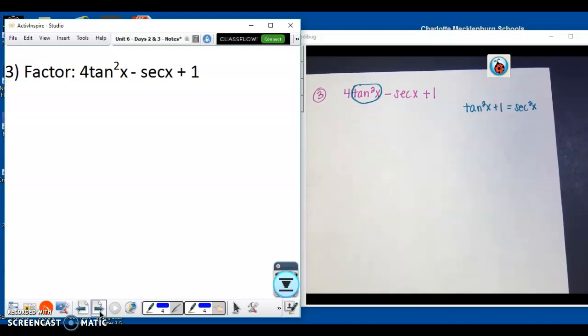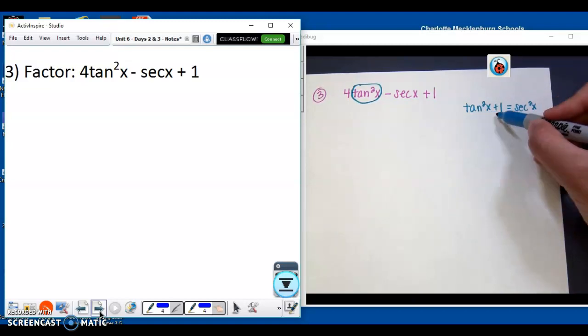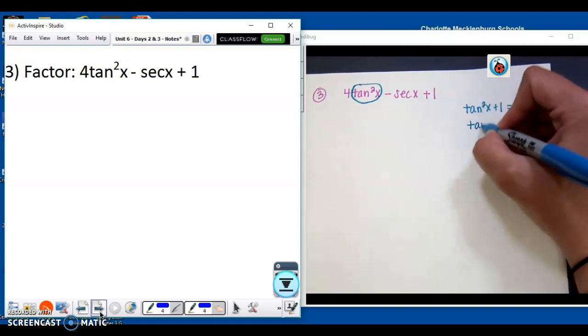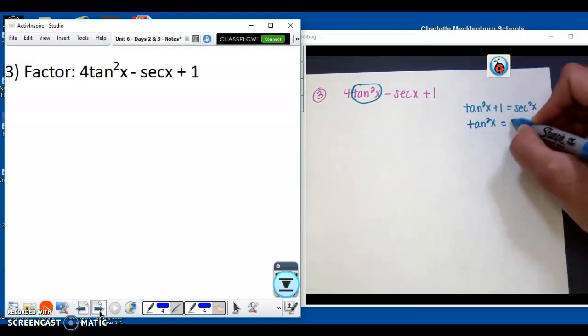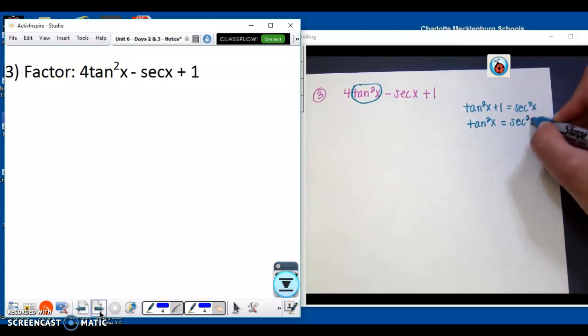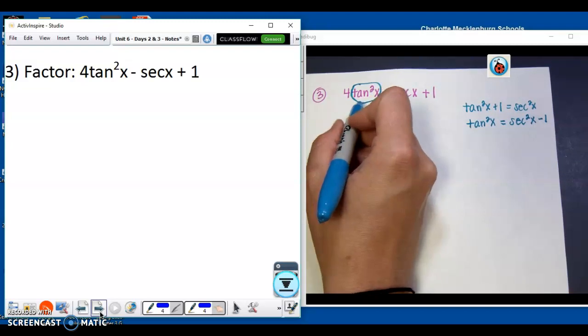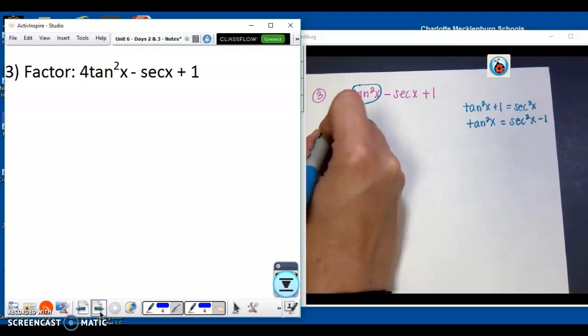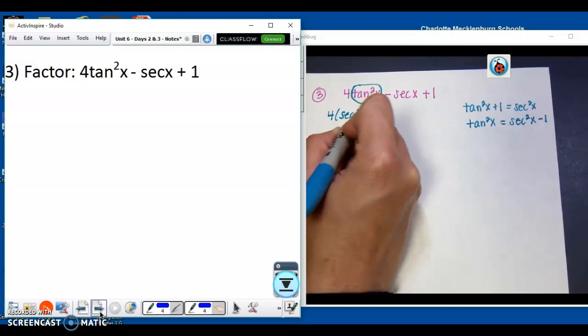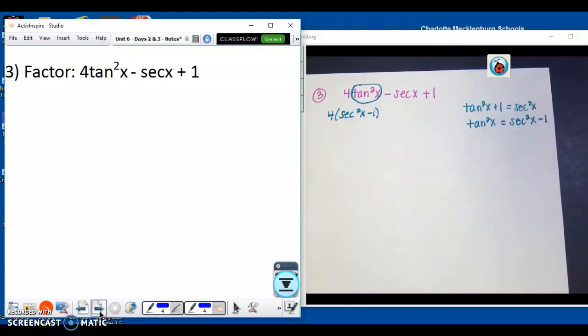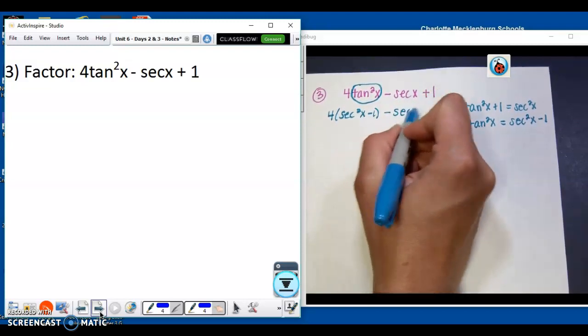secant squared x. That's one of your Pythagorean identities that you would have to memorize. Remember that. So I want to just solve it for tangent squared x. So I'm going to move this 1 over. So tangent squared x is secant squared x minus 1. So I'm going to replace this tangent squared x with secant squared x minus 1. And then I still have everything else here.